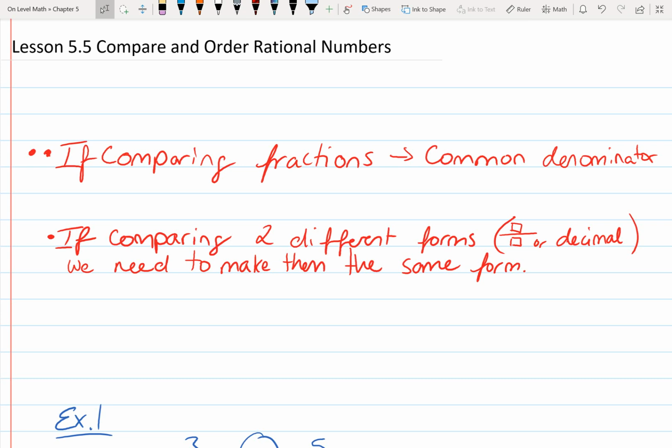This lesson, I will say, because we're working on converting a fraction to a decimal, I will be converting all of the fractions to decimals before comparing, just so you know. But two very important bullet points here. If comparing fractions, you have to have a common denominator before you can start comparing them. If comparing two different forms, like a fraction and a decimal, you have to make them the same form, both a decimal. Then we use inequalities to compare them, right? Our greater than sign, our less than sign, or our equal to sign.